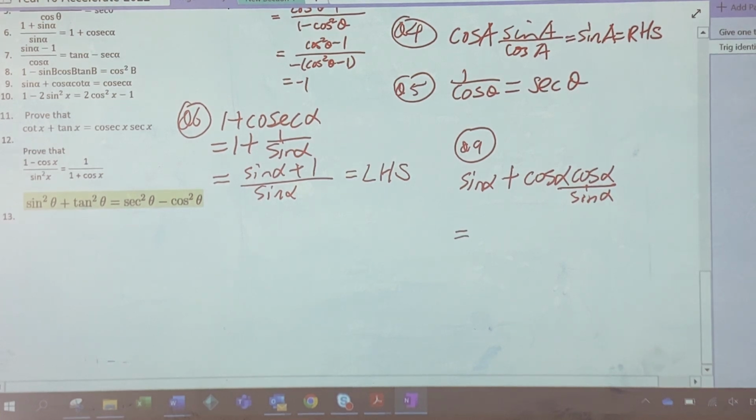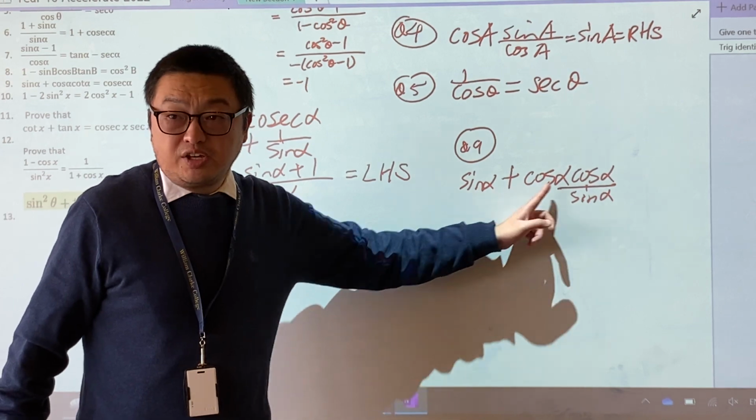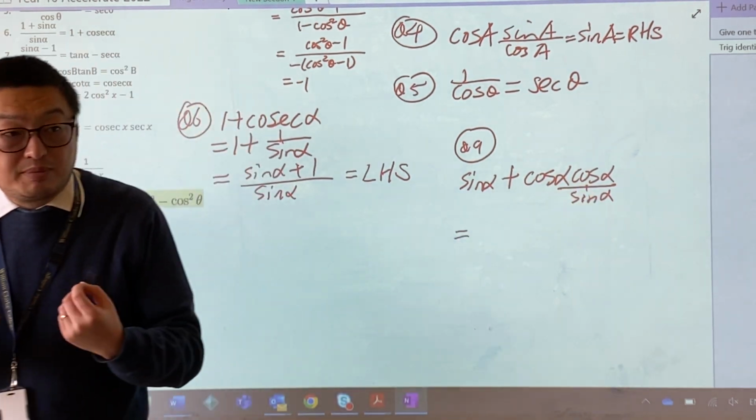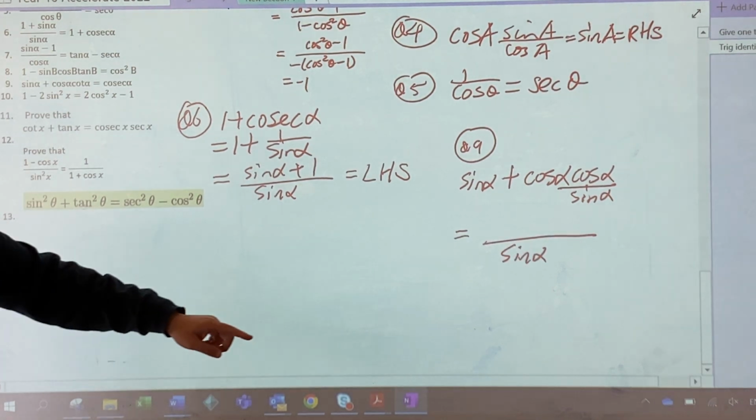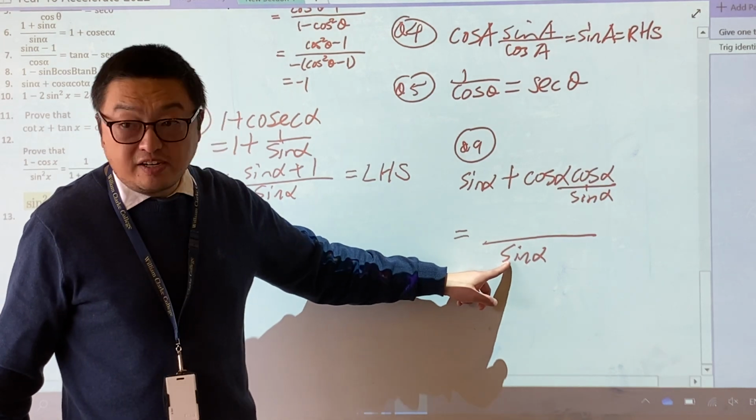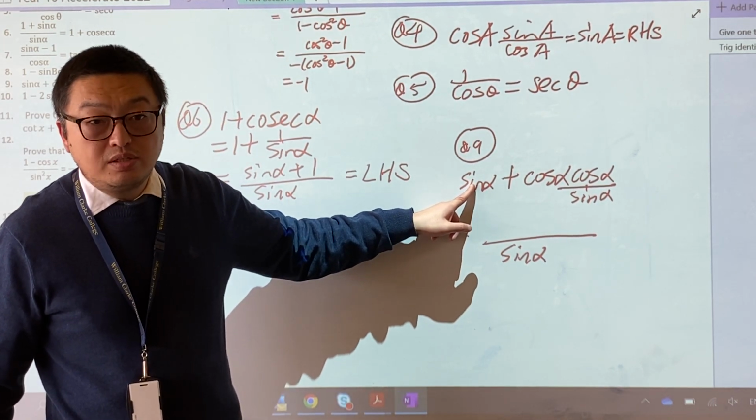Then do you agree that I'm going to do common denominator now? Here I don't have a denominator. Here I've got sine alpha. Therefore, the common denominator is sine alpha. I've multiplied by sine alpha, so I've put sine alpha here. This one has to be sine square alpha. Right?